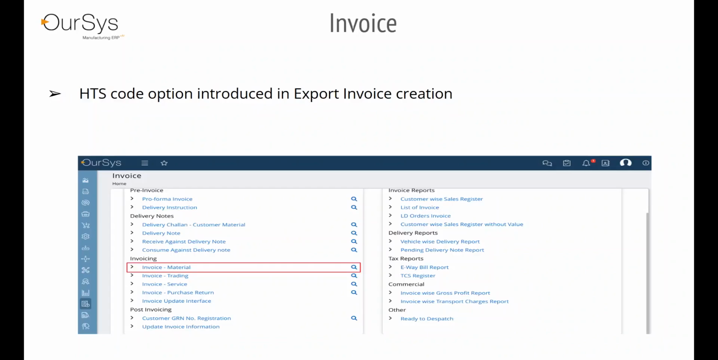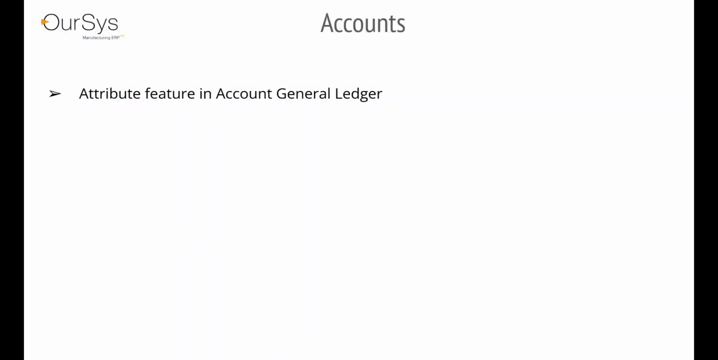So here on the screen we can see invoice material. Here the HTS code has now been updated, and the user can select the HTS code based on their need, based on the countries they are shipping the material to. And if you go to the custom print, the system will show that HTS code.